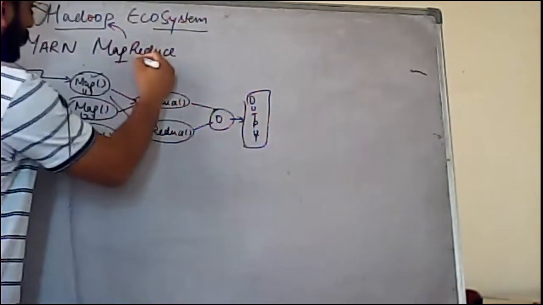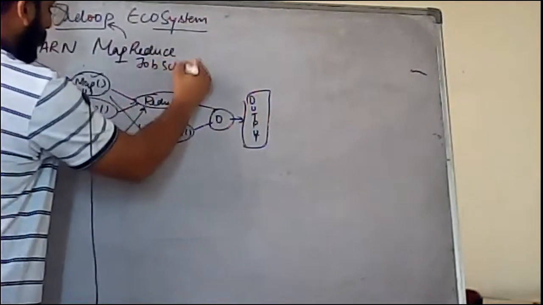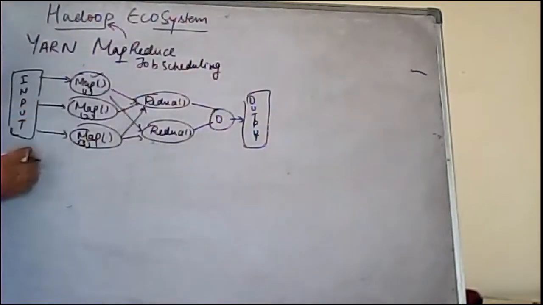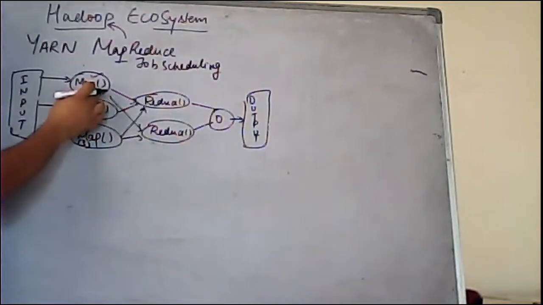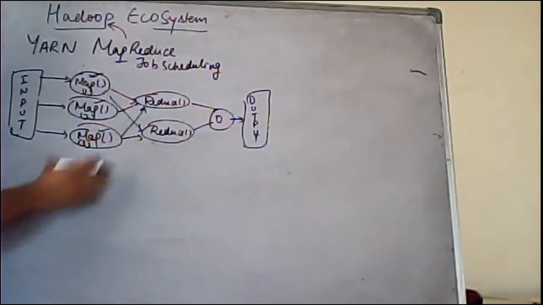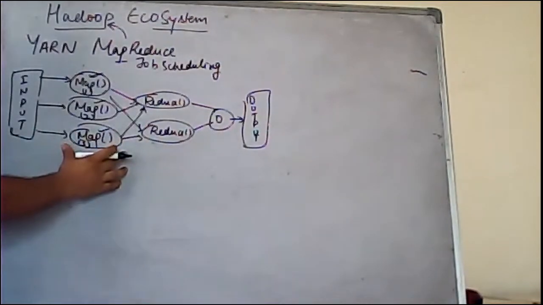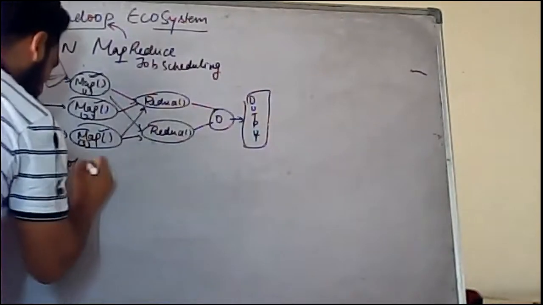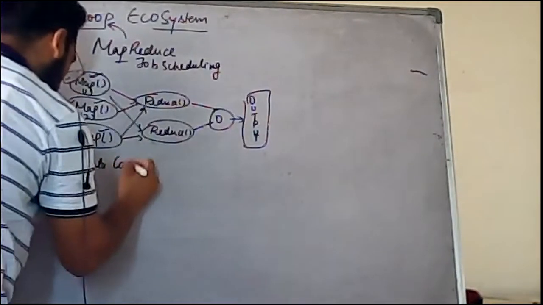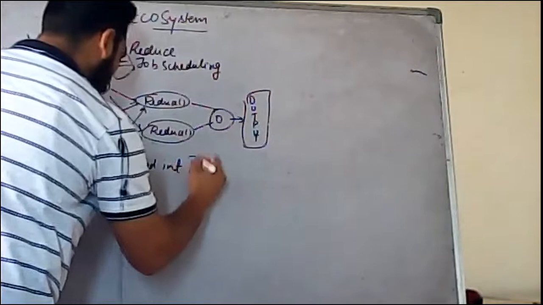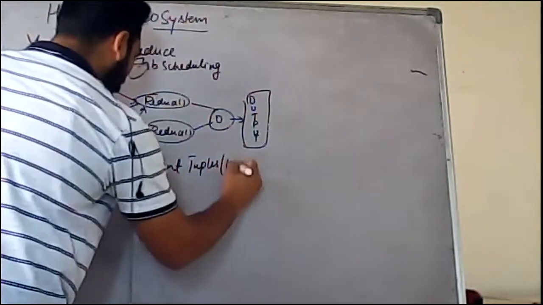Their main function is job scheduling. If there is any input data, it will schedule that data to different maps. It will distribute to this map, then the second map, then the third map. Then there will be a conversion. What conversion is there? That set of data is converted into tuples. Tuples are your key values.